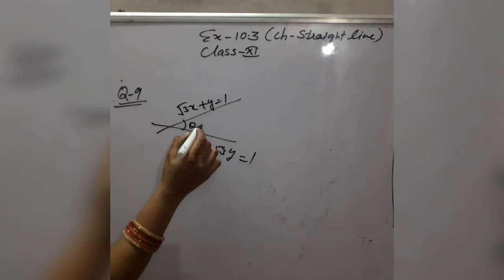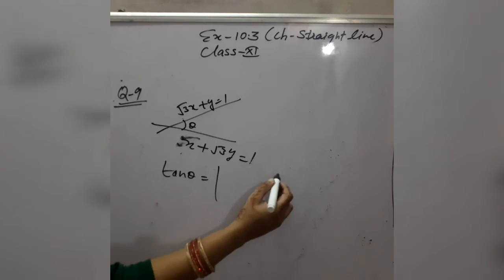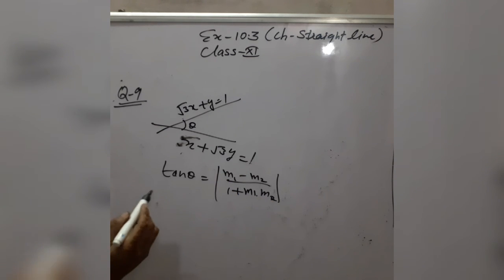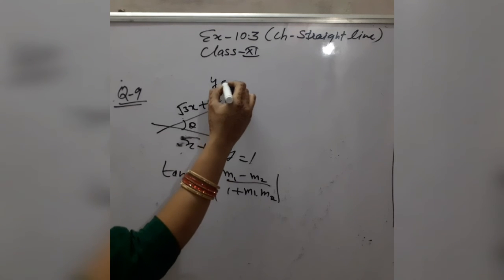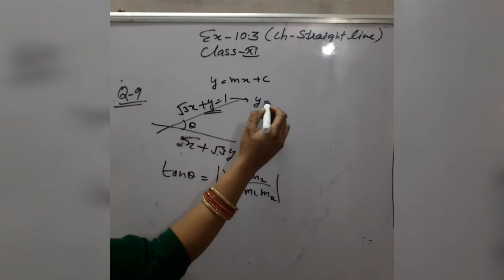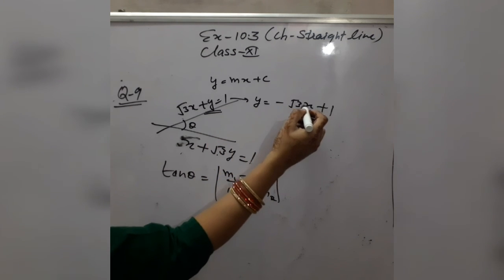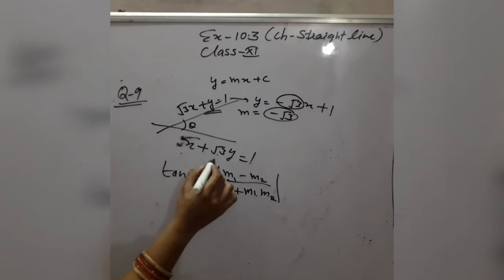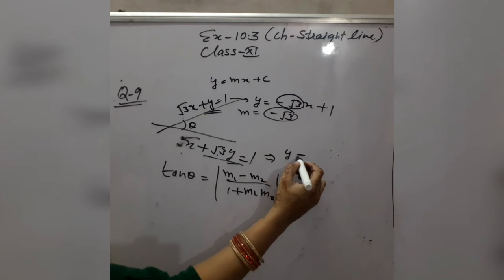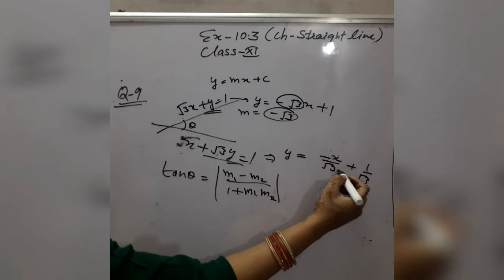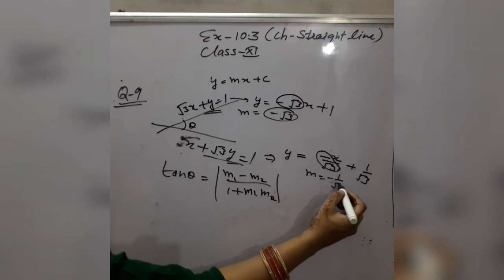So the formula for the angle between these two lines, tan theta, is equal to mod of (m1 - m2) divided by (1 + m1 m2), where m1 and m2 are the slopes of the two given lines. So here, the coefficient of y is in y = mx + c, this is the slope-intercept form. So you can rewrite this equation, y = -root 3 x + 1. Here the coefficient of x is -root 3. This is the slope of the first line. Similarly, this second line can be written as y = -x/root 3 + 1/root 3. So here the slope is -1/root 3.